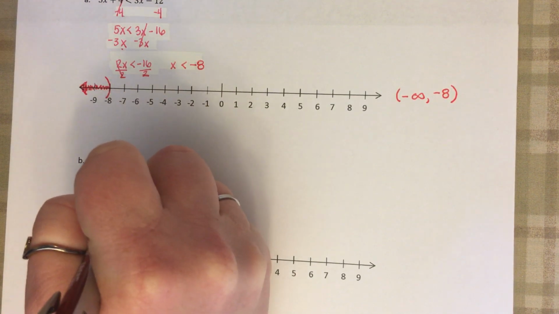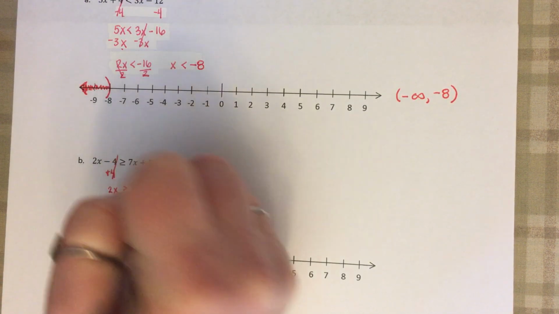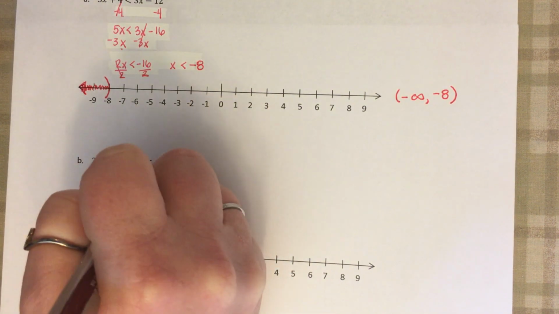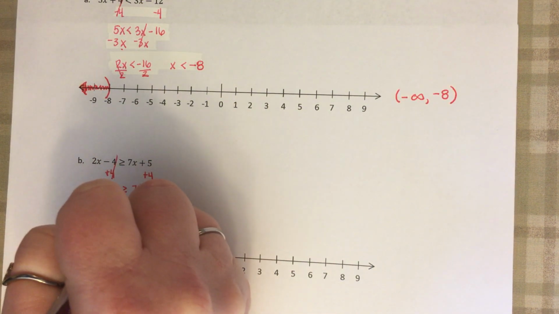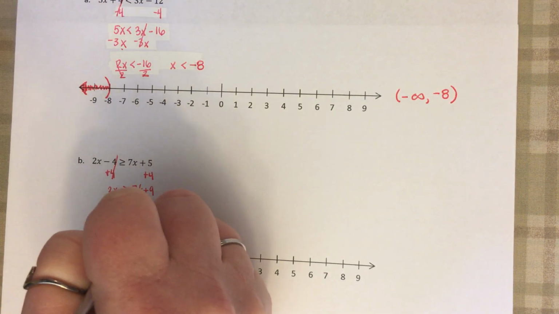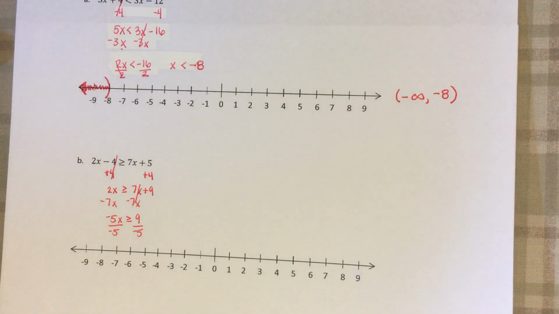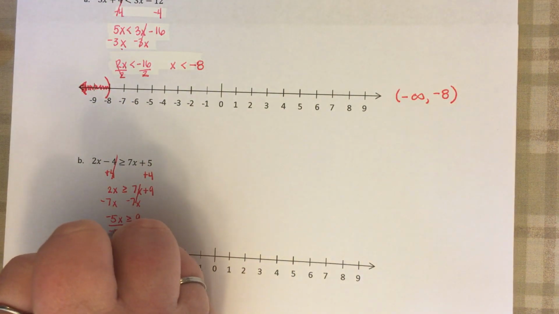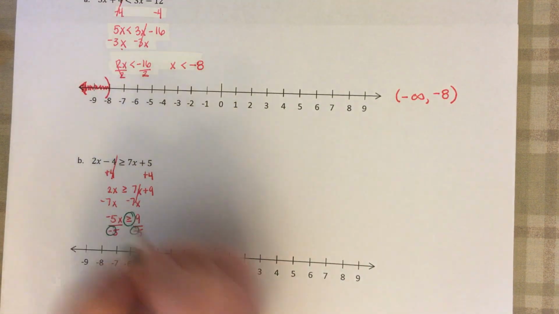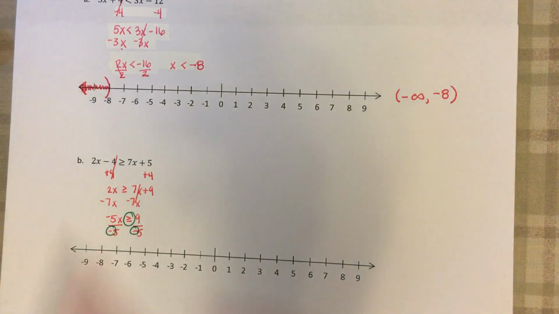2x is greater than or equal to 7x plus 9. Subtract 7x from both sides. Negative 5x is greater than or equal to 9. Divide both sides by negative 5. Notice that we are dividing by a negative. Right? So since we are dividing by a negative number, that means we want to flip that symbol in the middle.